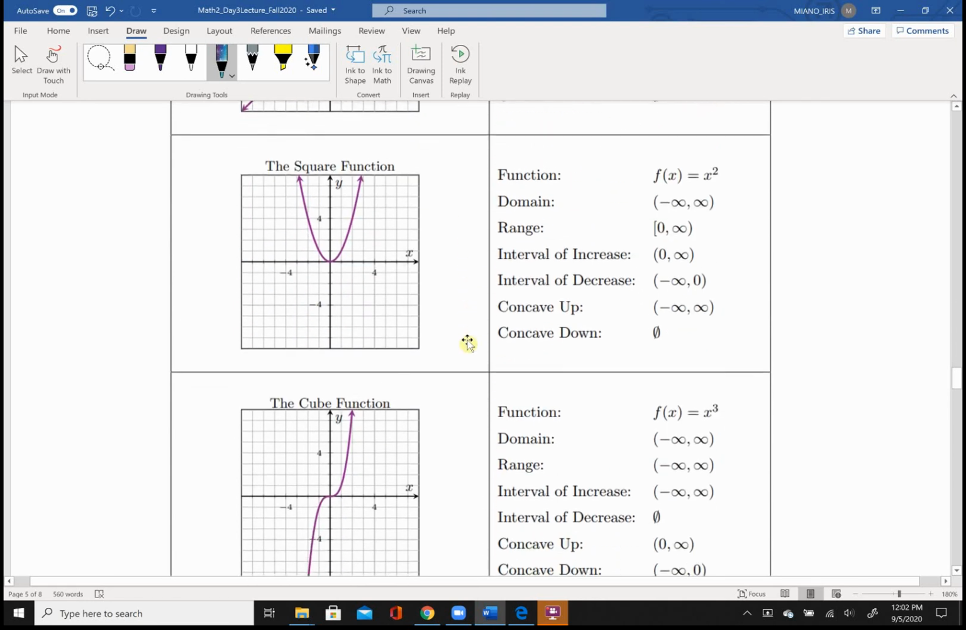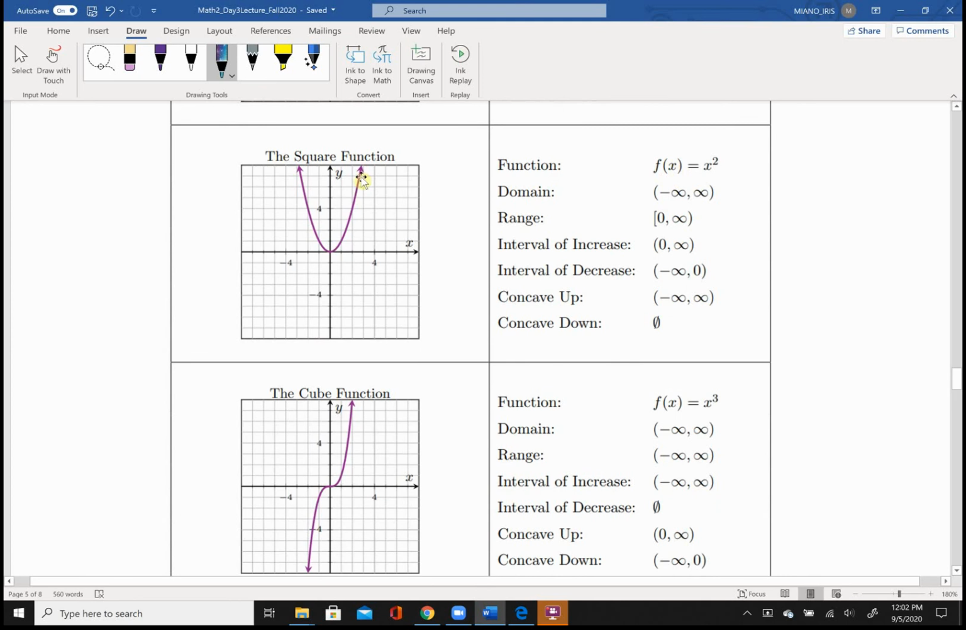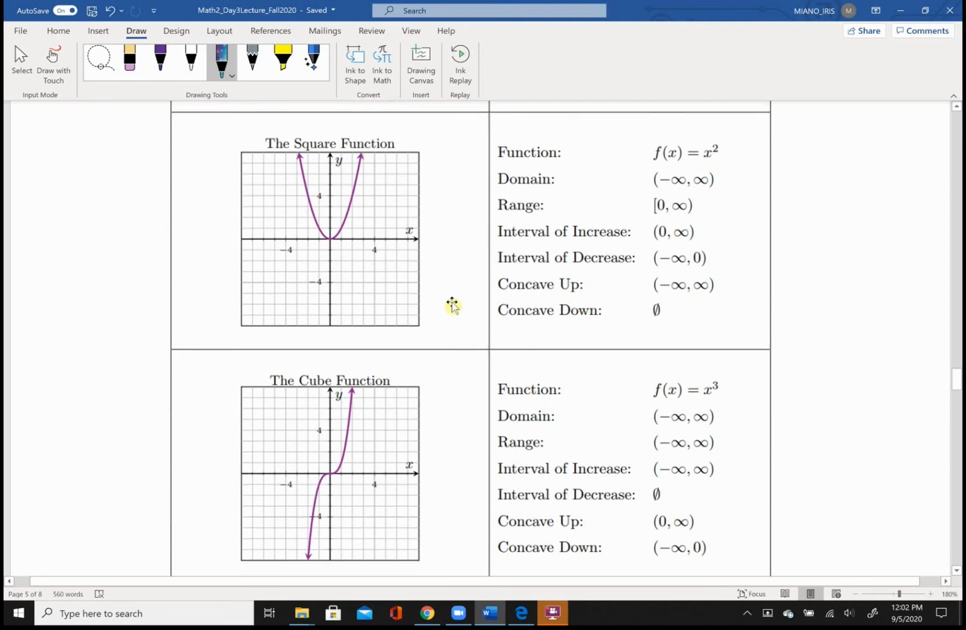The square function, f of x equals x squared, super famous. It's just your quintessential parabola. Here's your domain, here's your range. It's increasing in the first quadrant, decreasing in the second quadrant. What else can I say? Concave up the whole time, because the leading coefficient is positive. We'll talk about that more when we get into 1.5, when it's negative, what to do.